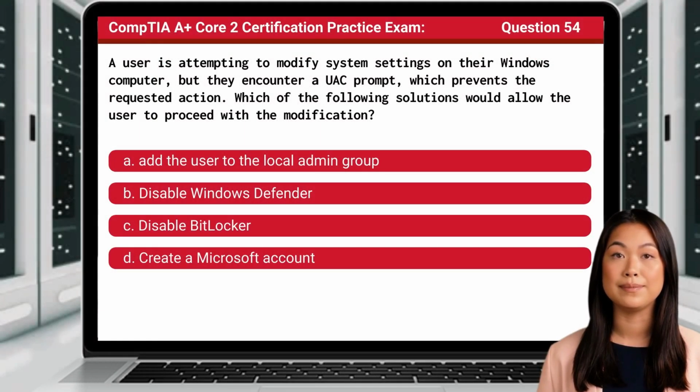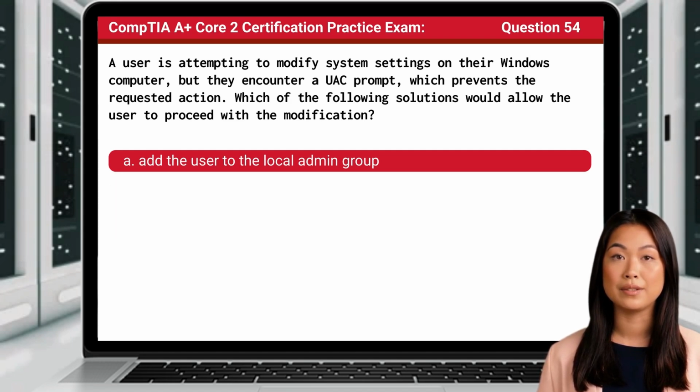Question 54. A user is attempting to modify system settings on their Windows computer, but they encounter a UAC prompt, which prevents the requested action. Which of the following solutions would allow the user to proceed with the modification? The answer is A. Add the user to the local admin group.